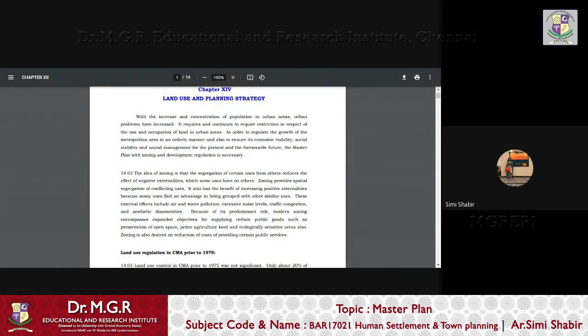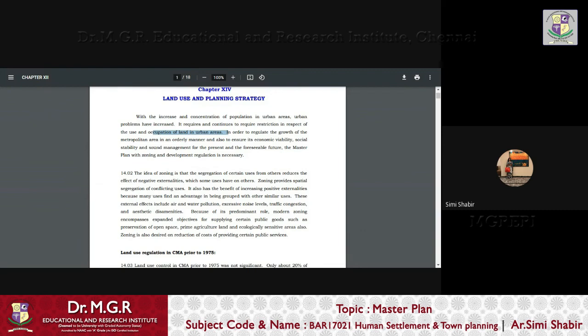So now let us look at the land use and the planning strategy. With the increase and concentration of population in urban areas, urban problems increased. It required, and continues to require, restrictions in respect of the use and occupation of land in urban areas. So basically, land use is what the land is put to use for. For example, a residential area, a commercial area, an institutional area, etc.